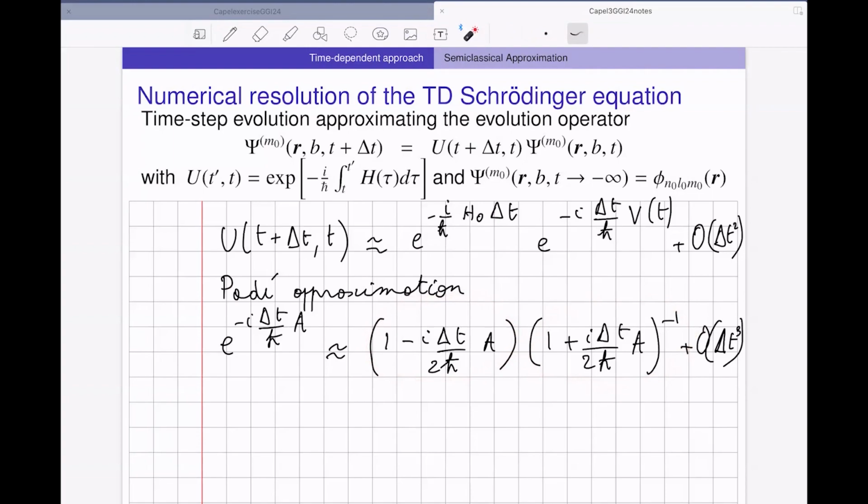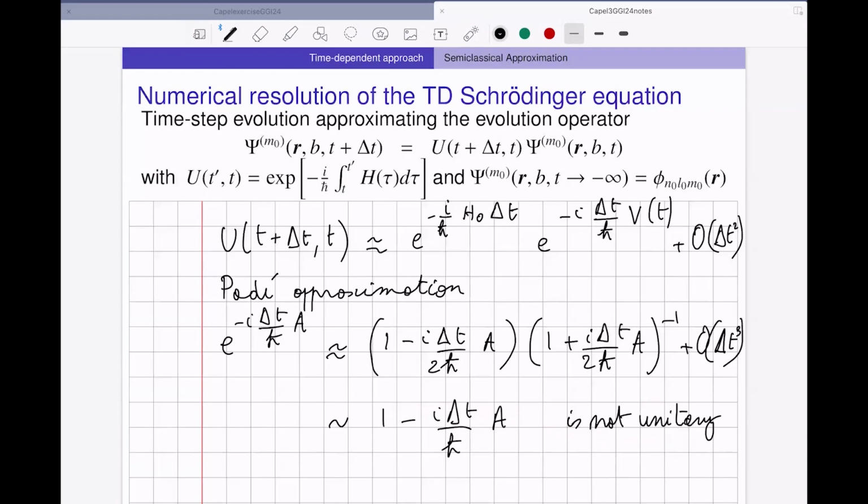So it's slightly more complicated, but it's easy. The reason why we do that and not the usual approximation is that this is unitary, and so you conserve the norm of the wave function. If you use the usual approximation, if you said this is just 1 minus i delta t over h bar A, then the problem is this is not unitary.